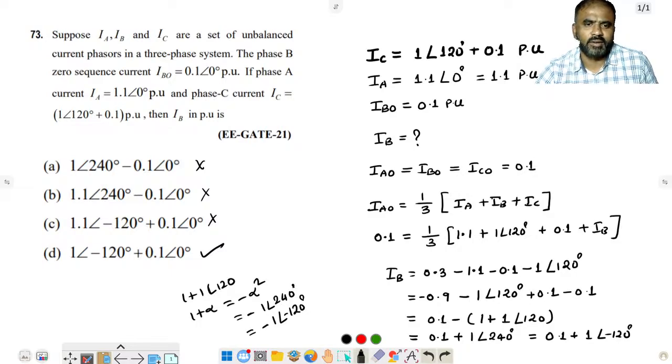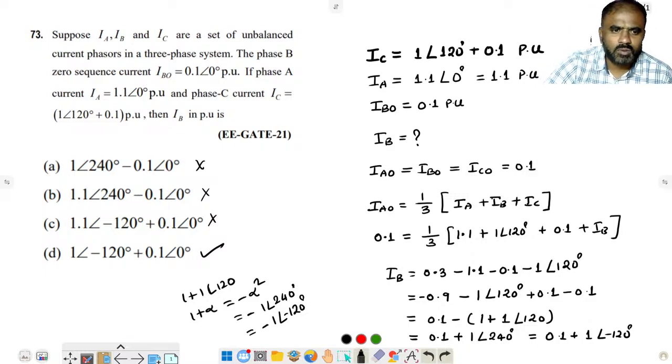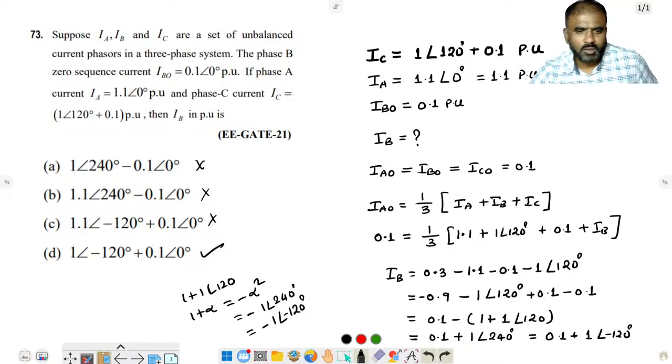This is a question given in GATE 21 from symmetrical components. Now, this is a latest question, I can say. Now, there is one more question. This question was also given in GATE 14 from the same topic, symmetrical components. Again given for 2 marks.